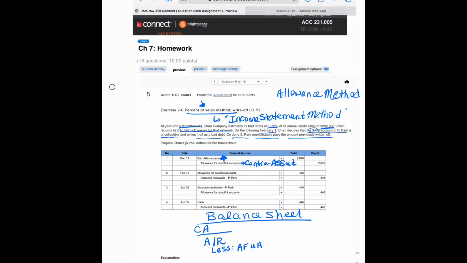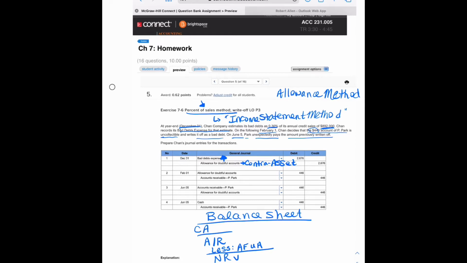You may also see this as allowance for doubtful accounts, which would be AFDA. This textbook seems to kind of go back and forth. So in this case, I'm just going to use AFUA, but it's the exact same as AFDA. Okay, so just be aware of that. So in this case, what you then see is our net realizable value for accounts receivable.